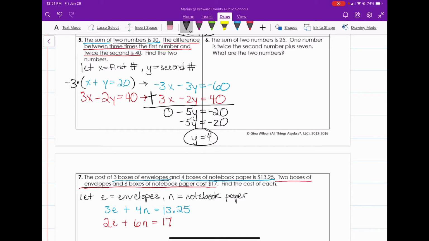So to find x, I'm going to plug in y into the first equation. The first equation was x plus y equals 20. I'm going to plug in 4 for y, so that's x plus 4 equals 20, okay? And subtract 4 from both sides, x is equal to 16, all right? So, first number is 16, and the second number is equal to 4, all right?